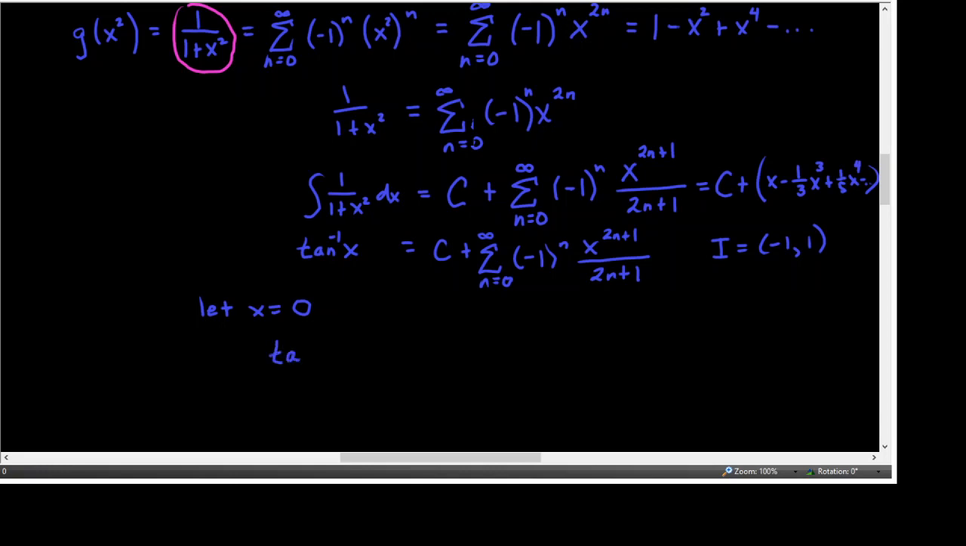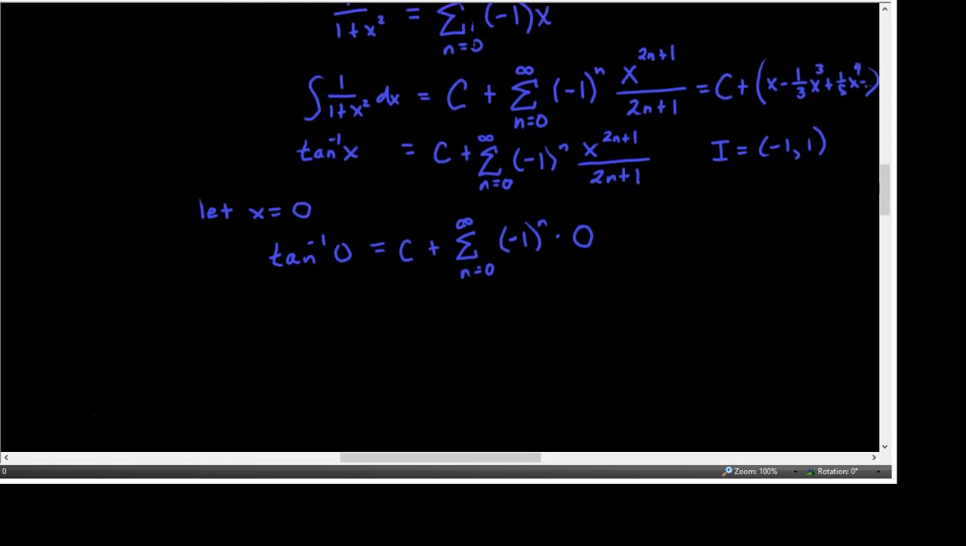So tangent inverse of 0 would be equal to c plus sigma from n equals 0 to infinity of -1 to the nth times 0 to the 2n plus 1, which is 0. 0 divided by 2n plus 1 is 0. And so we know that the tangent inverse of 0 is 0, and the sum of a whole bunch of zeros is 0. And so c is equal to 0.